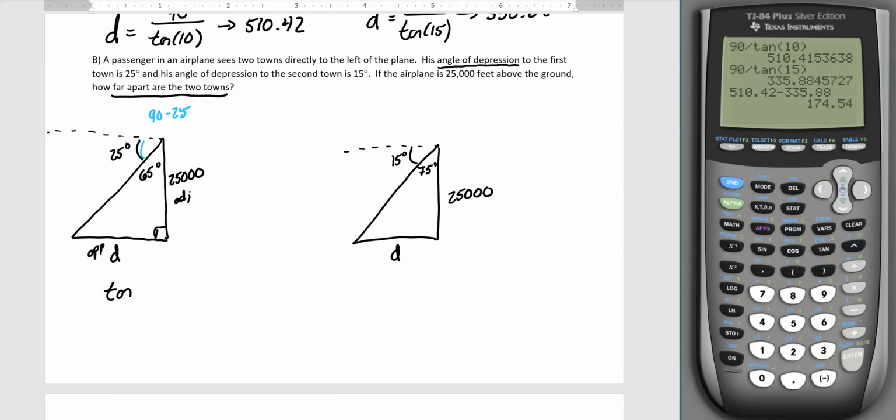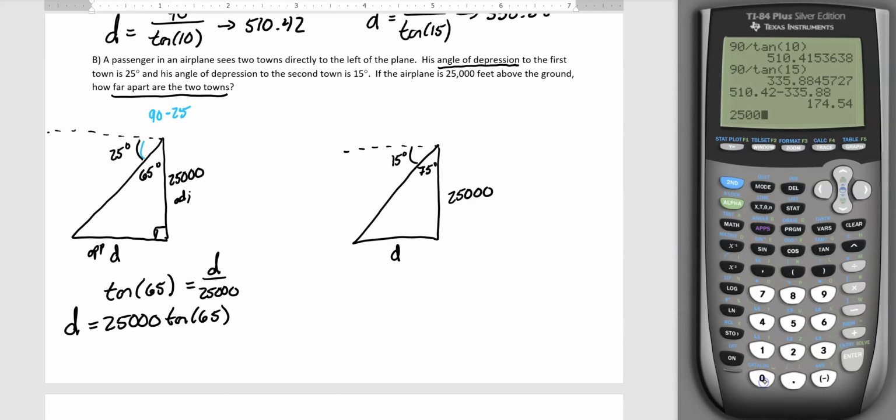We'd say the tangent of 65 is our opposite, which we don't know, over our adjacent, 25,000. So that means d will equal 25,000 times the tangent of 65. Let's do that on a calculator. 25,000 times the tangent of 65, and we get 53,612.67. And this is feet. Wow. Okay. So that's how far away the plane is from being directly over the first town.